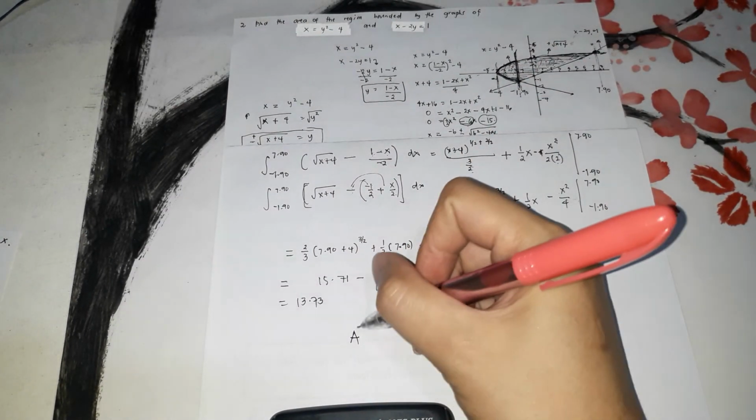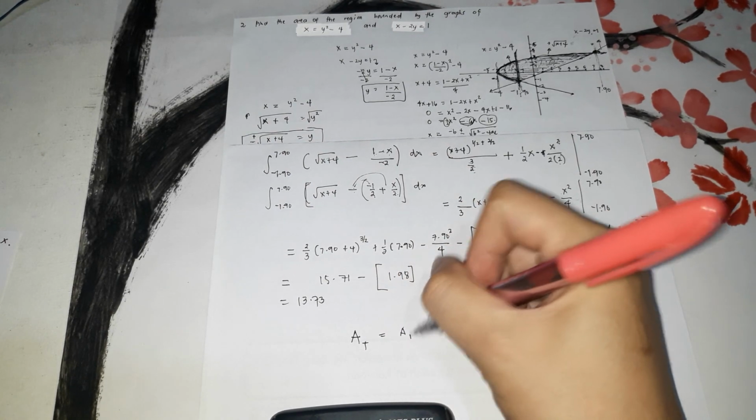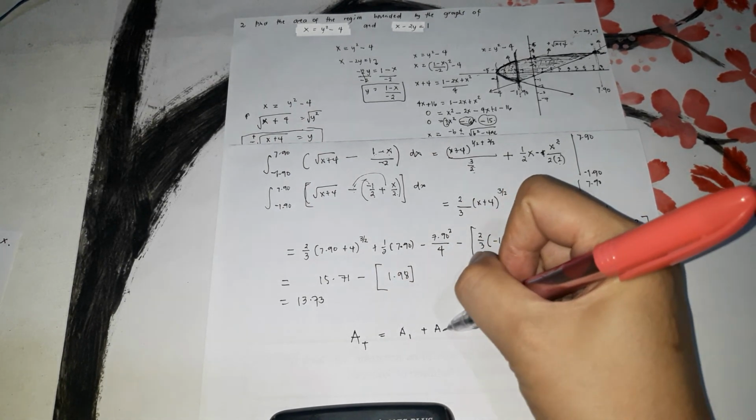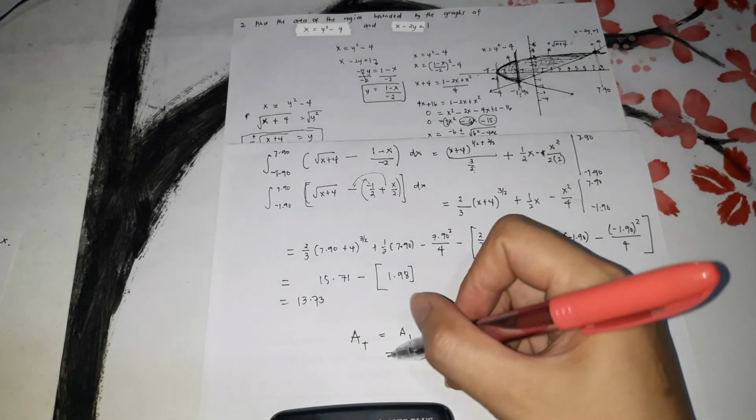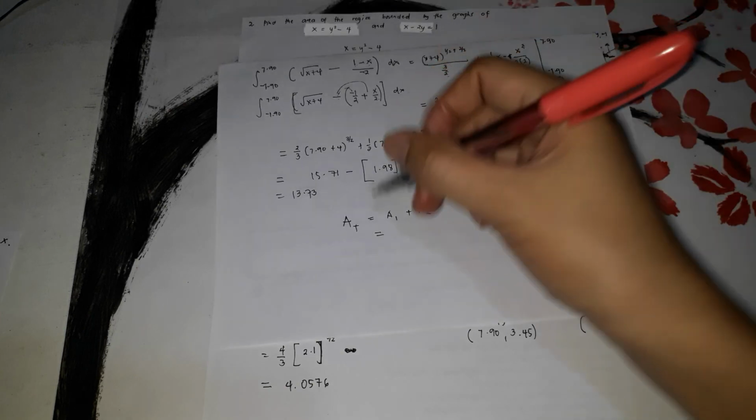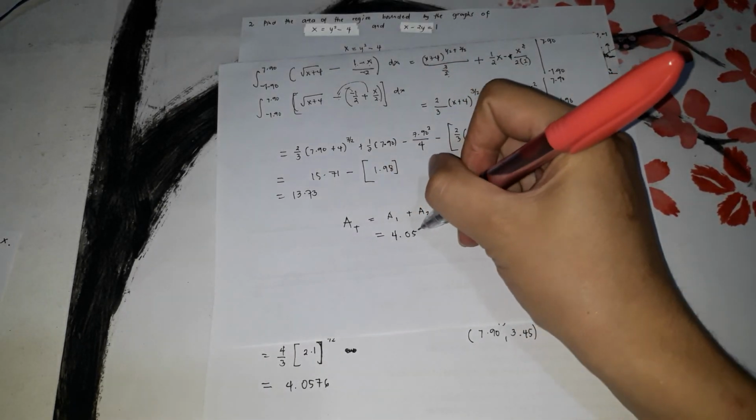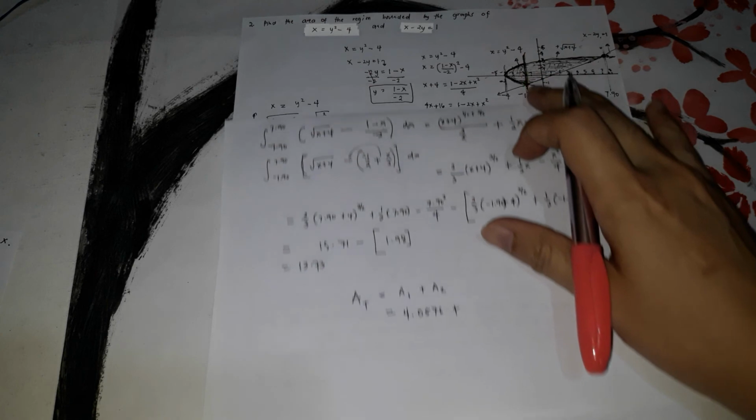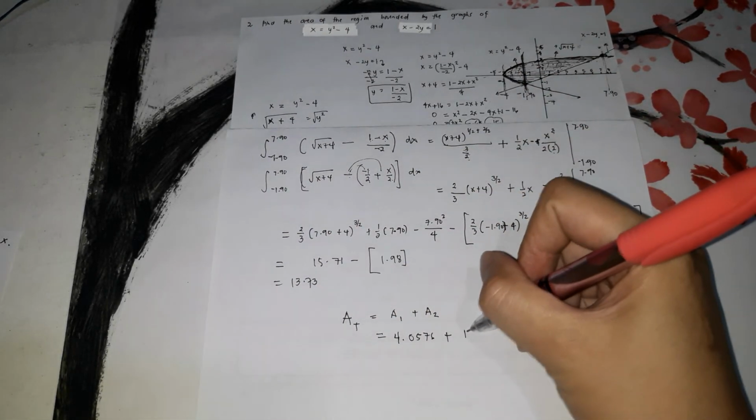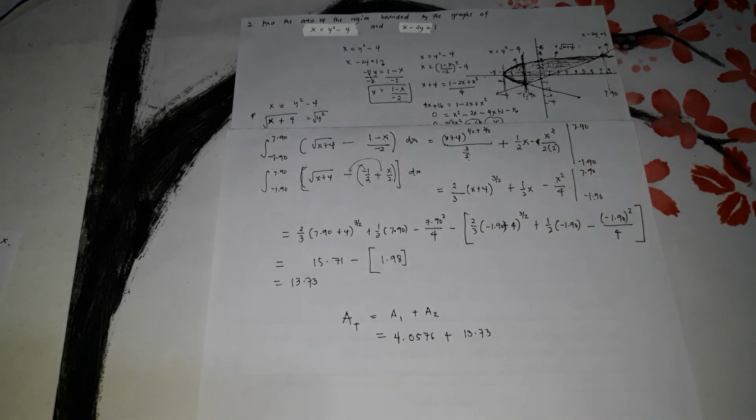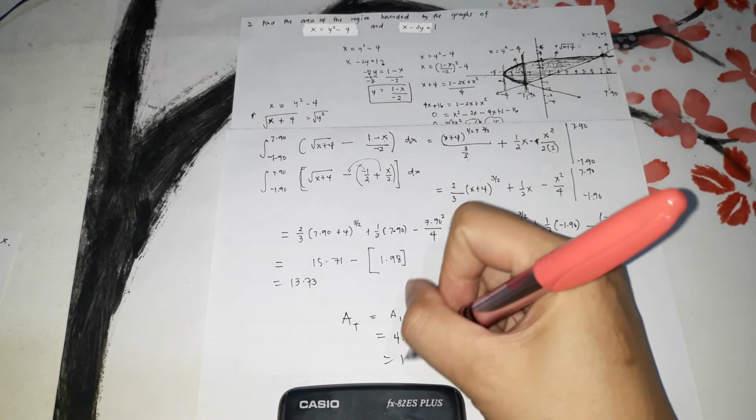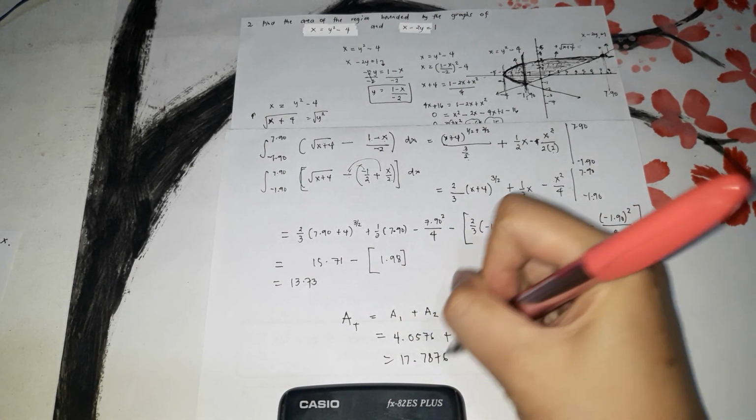So the total area is equal to the area of the first region plus the area of the second region. So the area of the first region is 4.0576 plus the area of the second region, 13.73. So just add the two. That's the total area, which I hope is correct, equal to 17.7876. So the total area is 17.76.